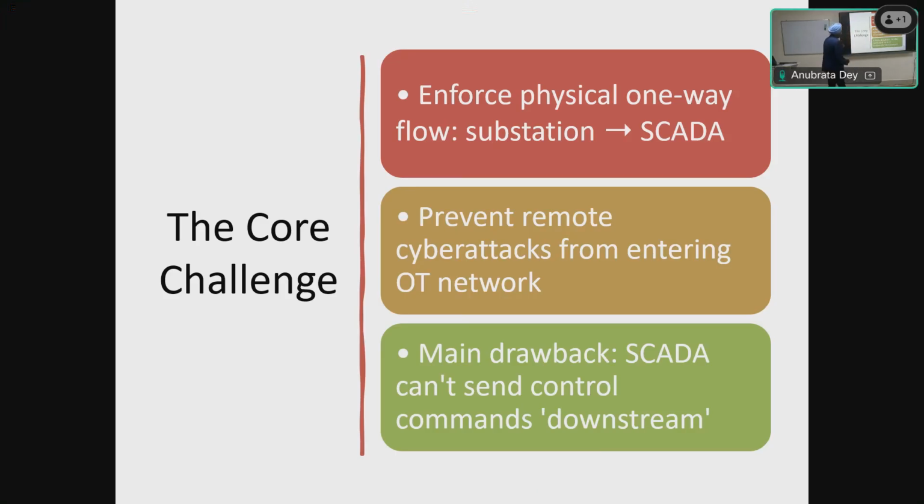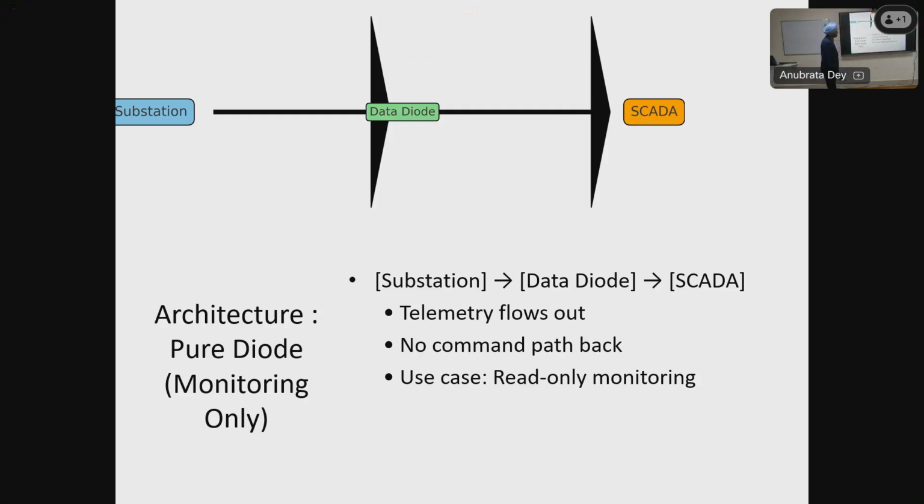The main drawback is that SCADA can't send control commands, though I think this is not really true. I'll show you there is a way for them to send control commands, but it's limited. So this is the architecture: substation to data diode to SCADA. That's one-way flow. So telemetry flows out, no command back, right?